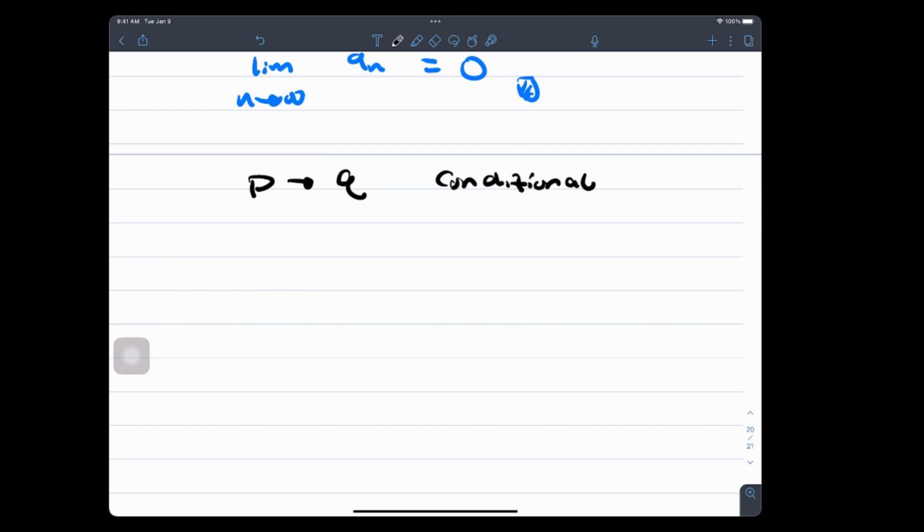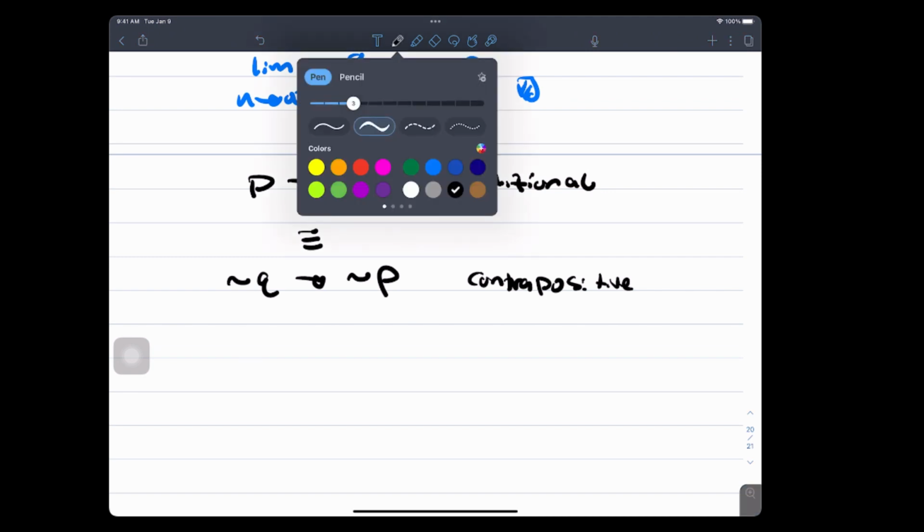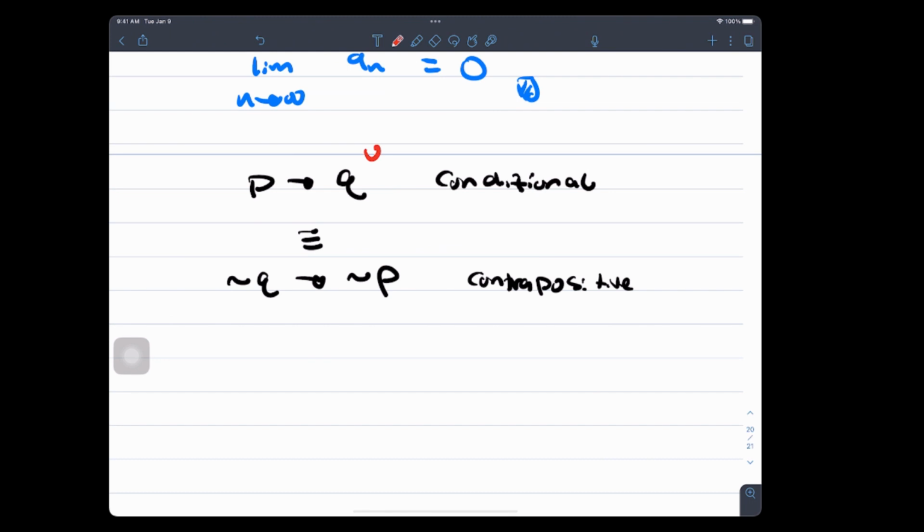That conditional is equivalent to the negation of Q implying the negation of P. This is the contrapositive. Okay? Now, why do you care about that? Well, when you show a conditional is valid, you get the equivalent statement, the contrapositive, is also valid. This is going to be a very big deal for us and a very powerful statement.